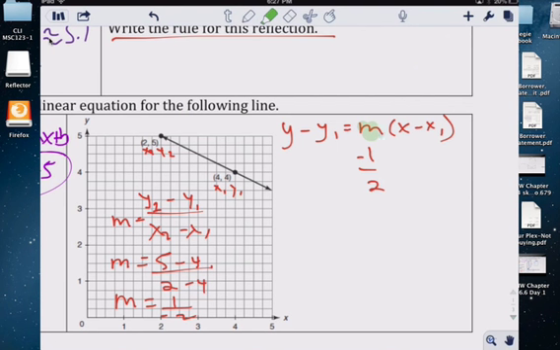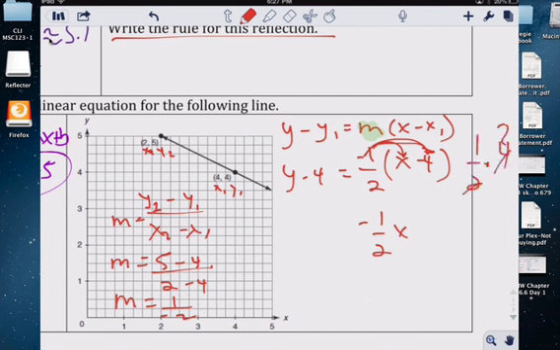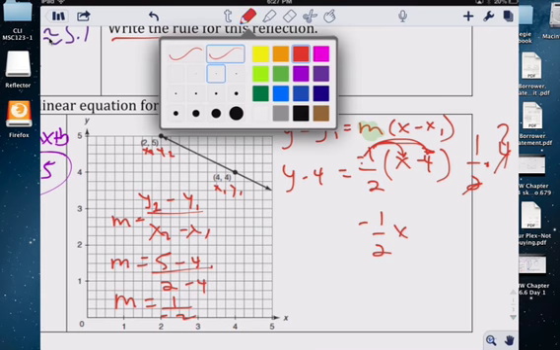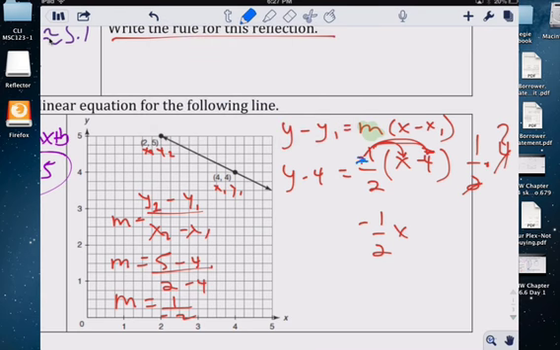We substitute M for negative 1/2, parentheses x minus 4, and y minus 4 also. Distribute first, get negative 1/2 x, and that 1/2 times 4, cross cancel, is 2, a negative. This negative and this negative makes it a positive. 2 equals y.